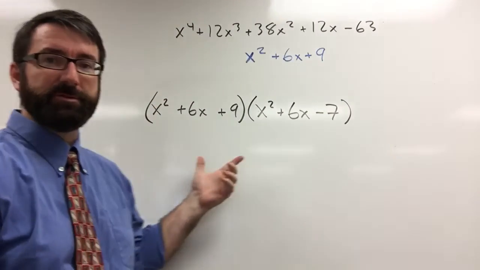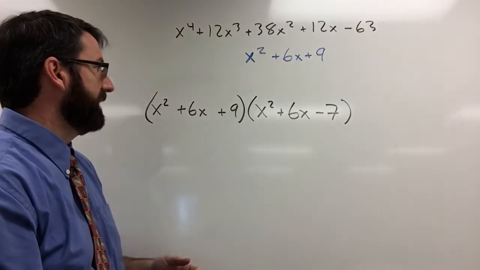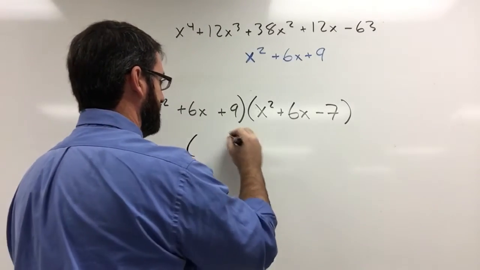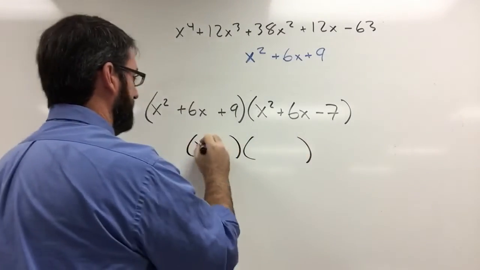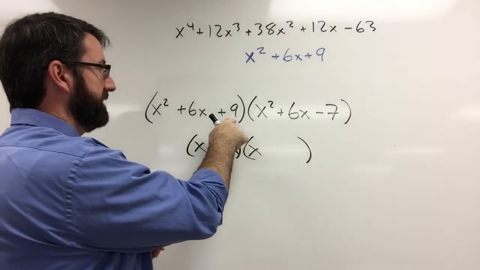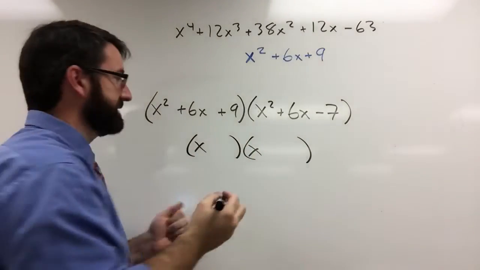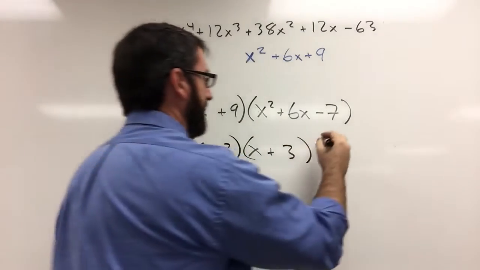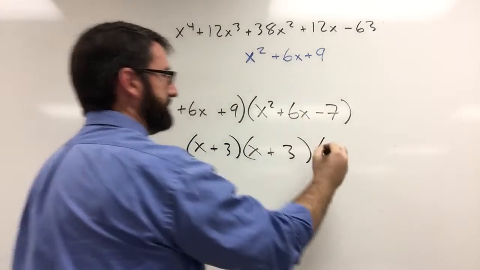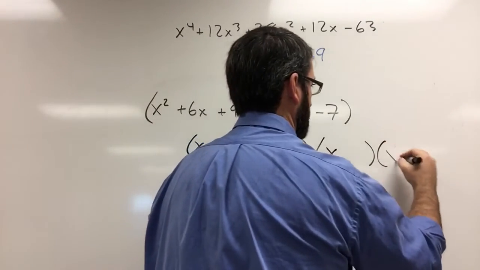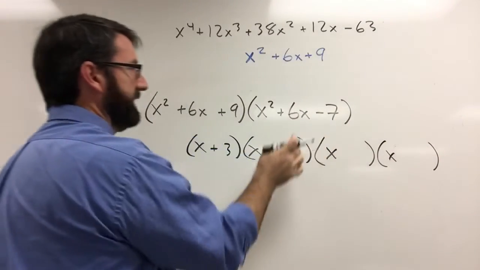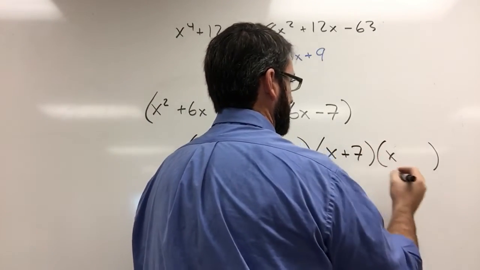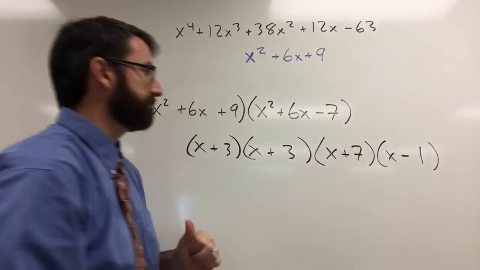And now we have two trinomials that we know how to factor here. x squared plus 6x plus 9, we can factor that. We need two numbers that multiply to 9 and add to 6. It's going to be 3 and 3. And then over here we need two numbers that multiply to negative 7 and add to 6. So that's going to be positive 7 and negative 1.